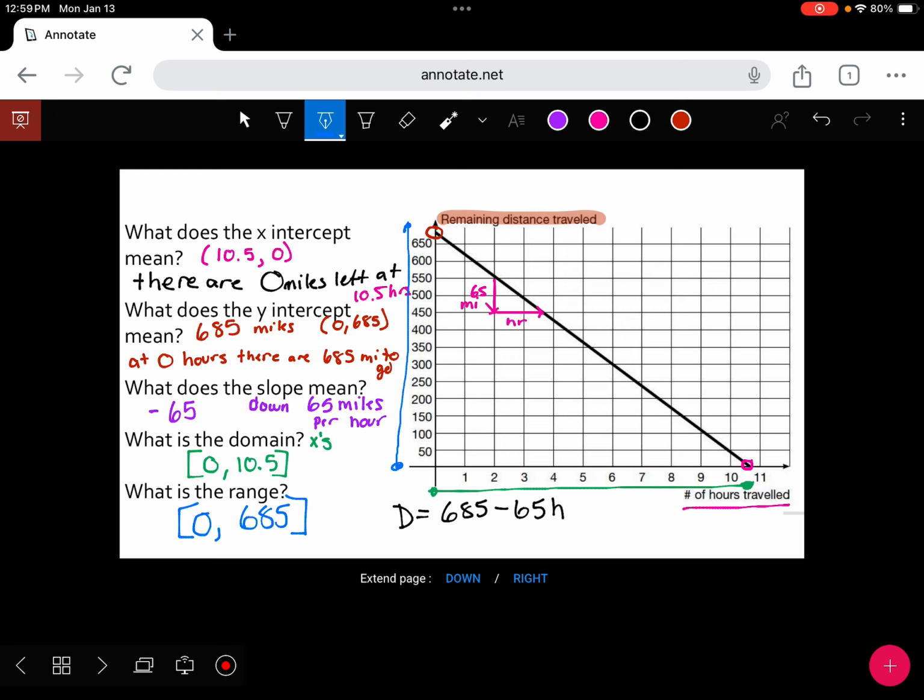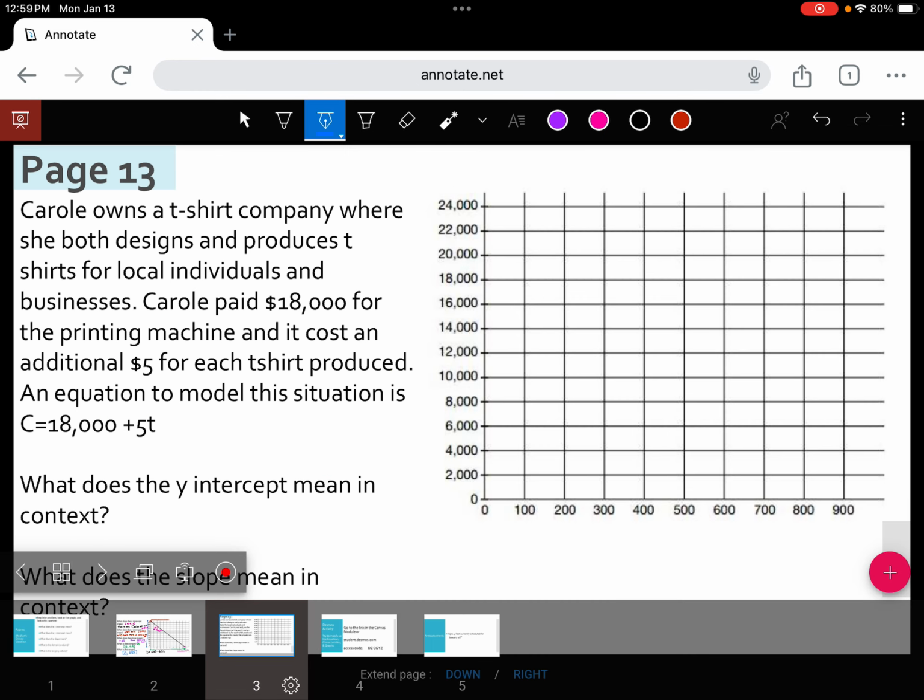The next thing we're going to do is we're actually going to look at a graph that we're going to make. So we're going to look at page 13, I think. Yes, mine's 15. It should say exit ticket graphing in context at the top.